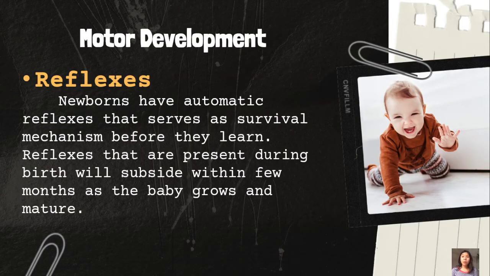Now let's talk about motor development. Motor development is the physical growth and strengthening of a child's bones, muscles, and ability to move and touch his or her surroundings. Along the aspect of motor development, infants and toddlers progress from reflexes to gross motor skills and fine motor skills. Before they learn, newborns have innate reflexes that function as survival mechanisms. As the baby develops and matures, the reflexes that are present at birth will disappear.